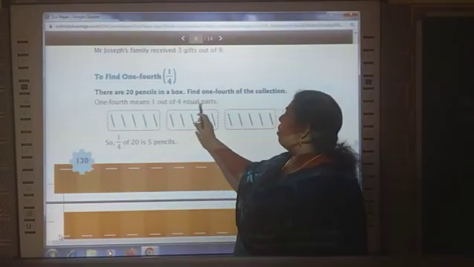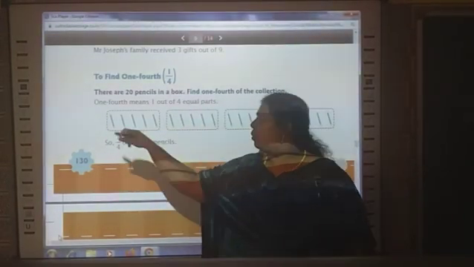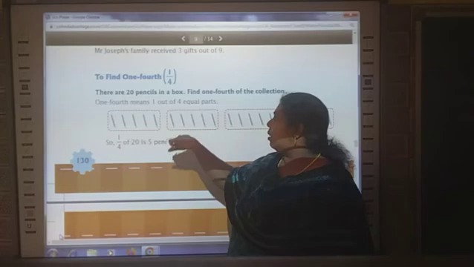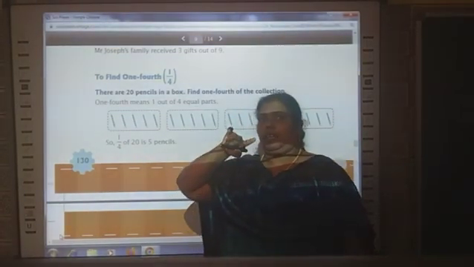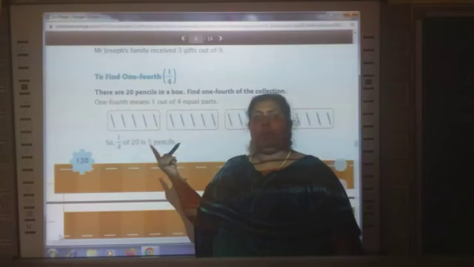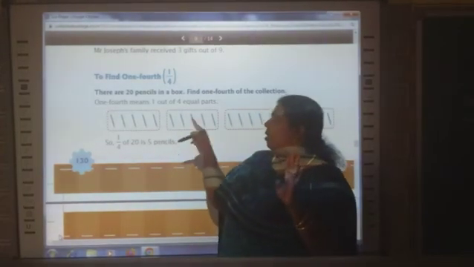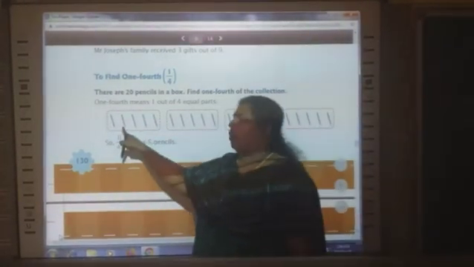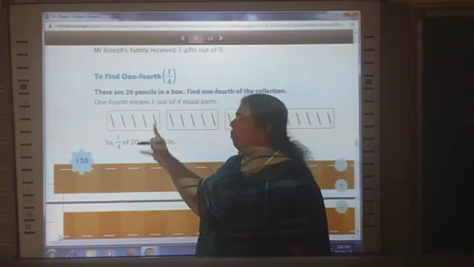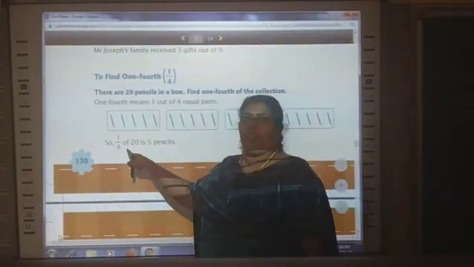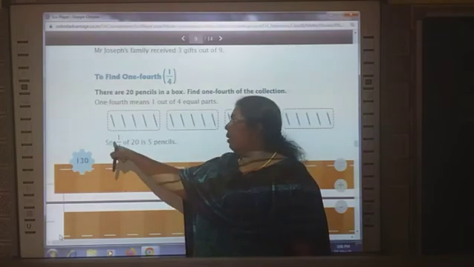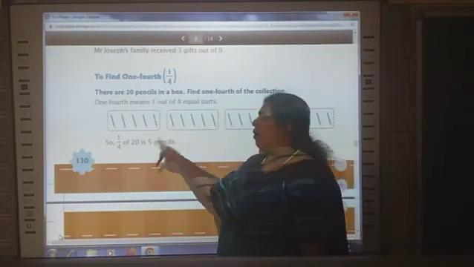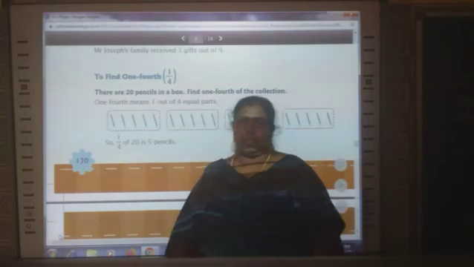There are 20 pencils in a box. Find 1/4 of the collection. The total number of pencils is how much? 20. Now we are finding 1/4 of the collection. 1/4 of the collection means we want to divide it into how many parts? 4 parts. So in each part how many pencils are there? See here, this is 1, 2, 3, 4. So in each part how much is there? 1, 2, 3, 4, 5. So 1/4 of 20, the total number of items is 20. We are dividing into 1/4. So here in each group how many pencils are there? 5 pencils. Now do you understand?